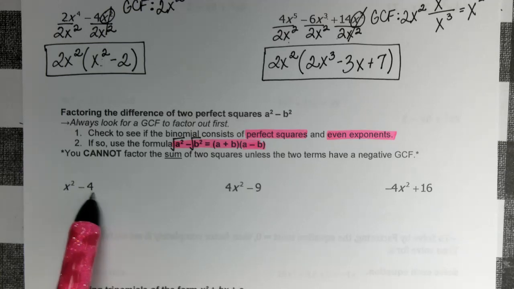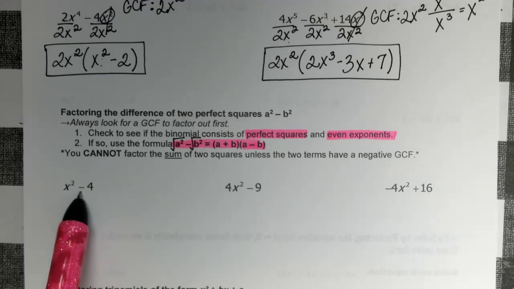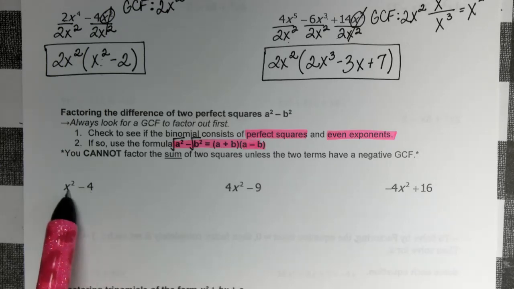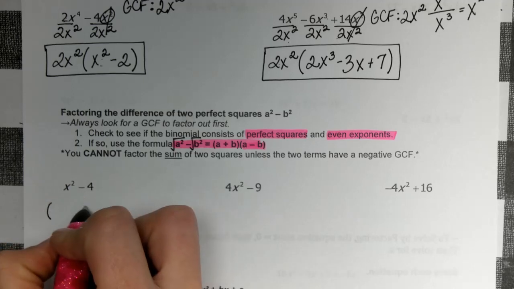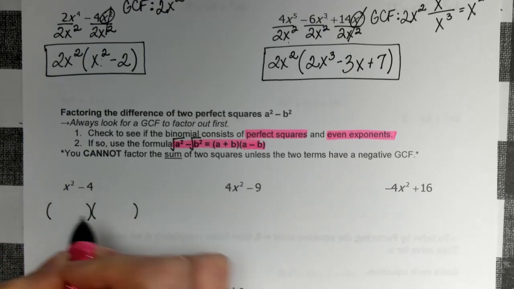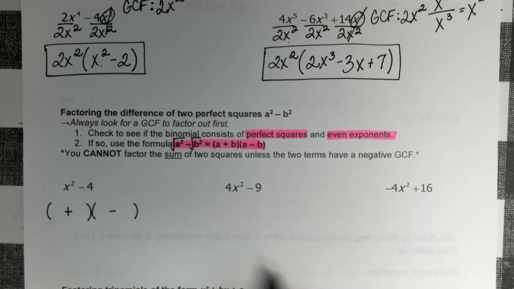I have two terms. It's separated with a subtraction symbol. I've got a perfect square for 4, and 2 is an even exponent. So this is the difference of two squares. So if I can recognize it, I know I'm going to have two sets of parentheses. One is a plus, one is a minus.